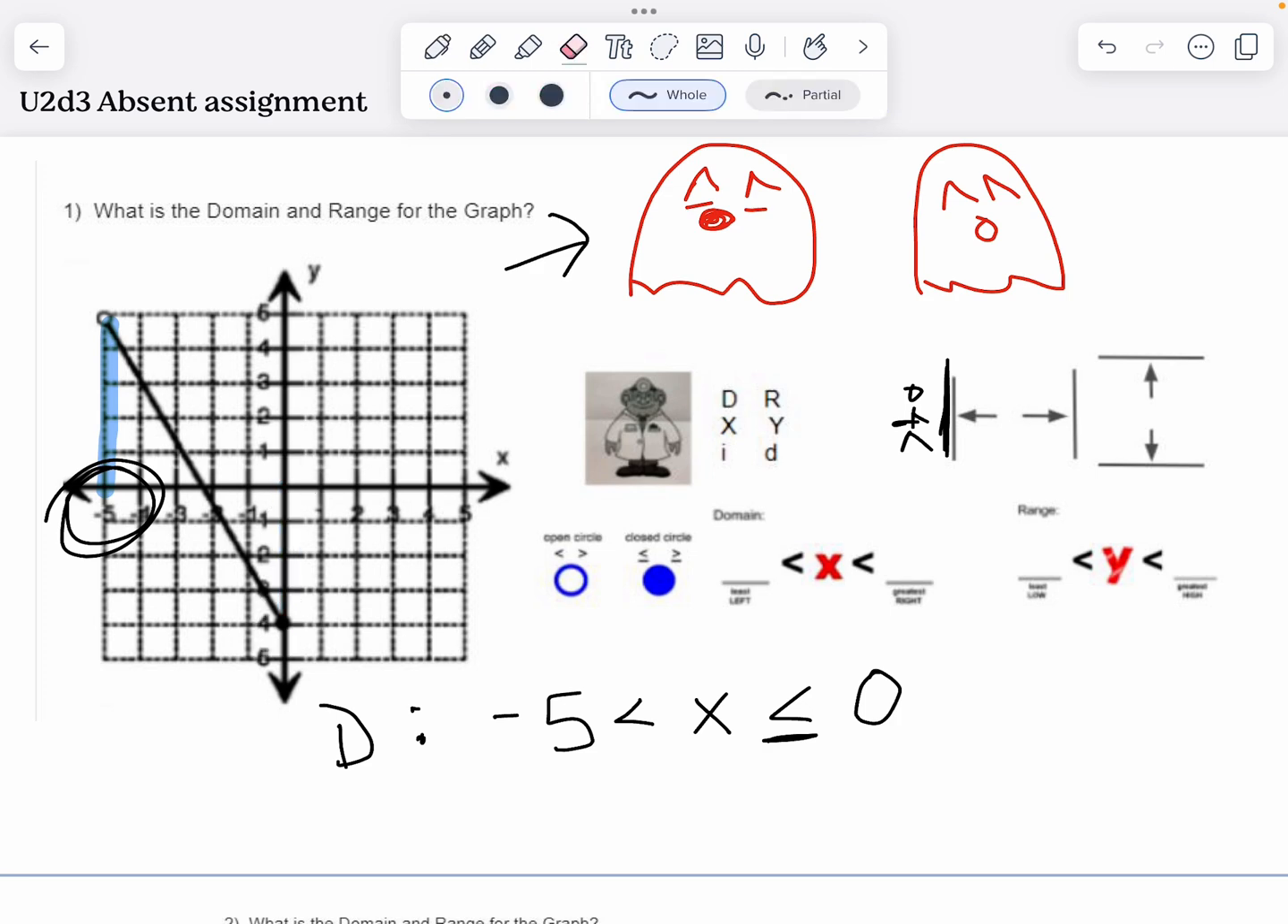All right, now we're going to go ahead and clear that off, and we're going to do the range. Range is the Y value. I'll make this purple here. Range is your Y value, and so you're going to go to each dot and go to the Y-axis. So here and right here is on the Y-axis.